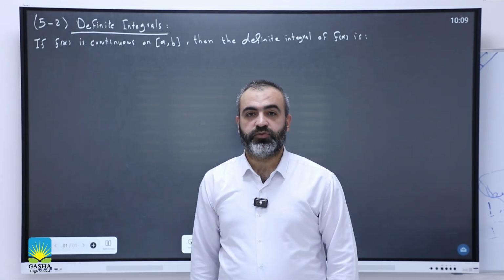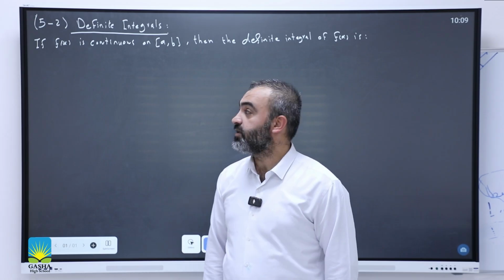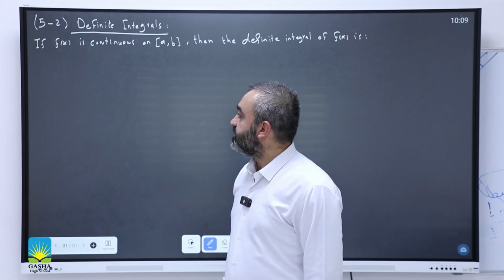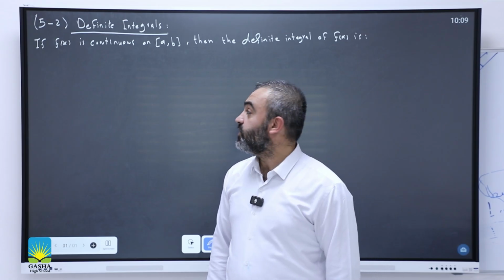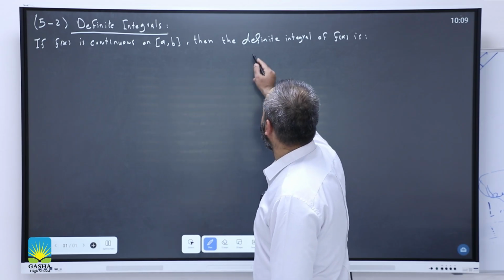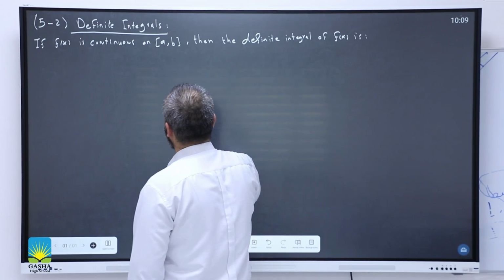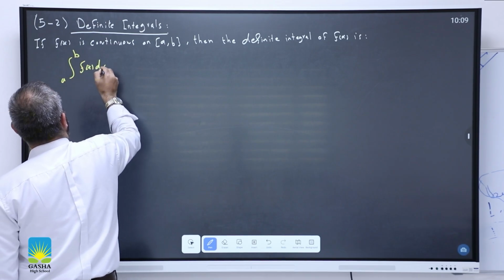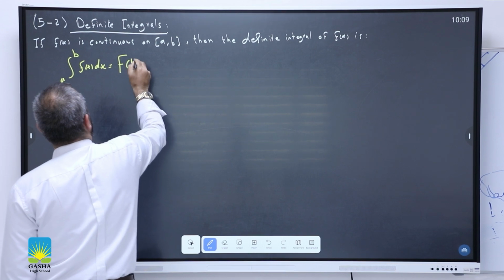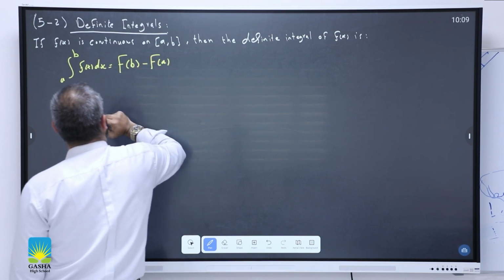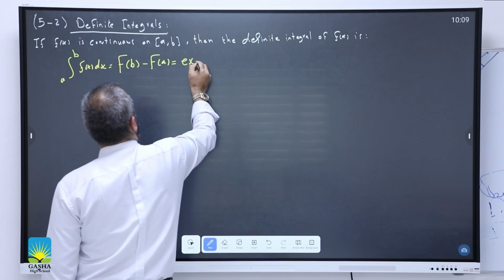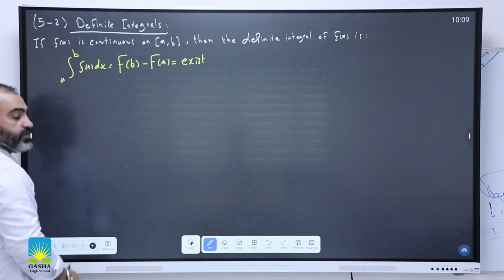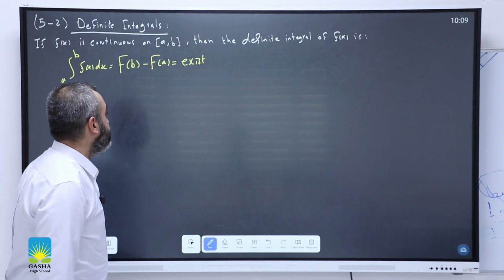Today I introduce section 2 in chapter 5, called the definite integral. If f of x is continuous on [a, b], then the definite integral of f of x, the integral from a to b of f of x dx, is equal to F of b minus F of a. This exists. So the calculation of the integrals depends on the indefinite integral.